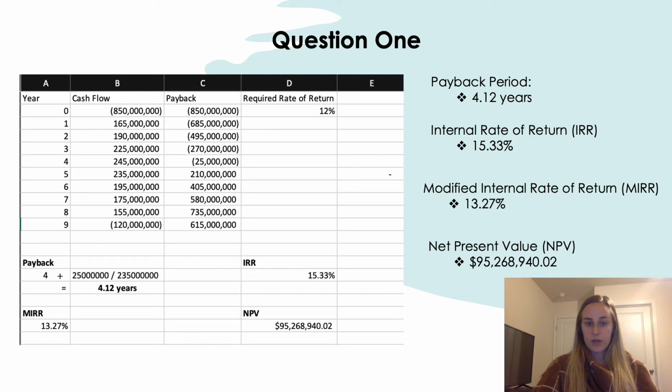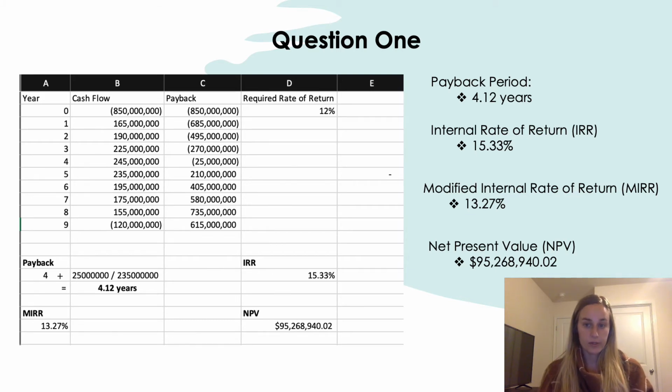Then you're asked to calculate modified internal rate of return. The difference between modified internal rate of return and internal rate of return is that with modified, you actually know your reinvestment rate.